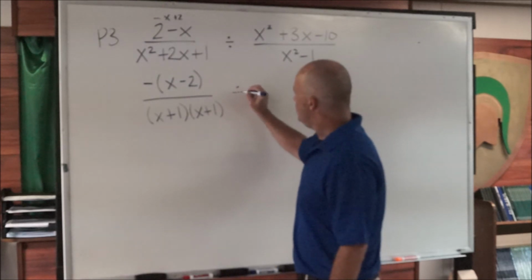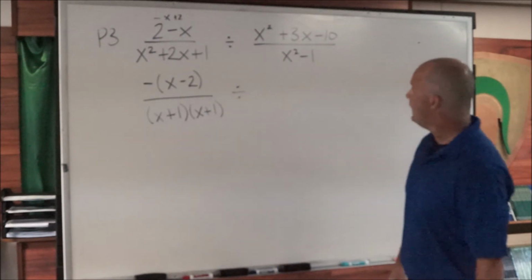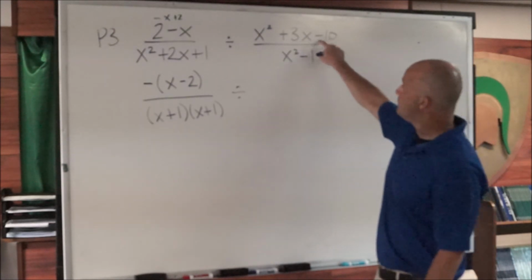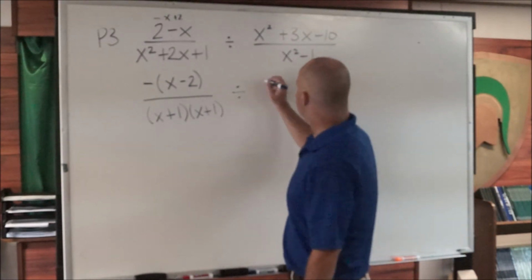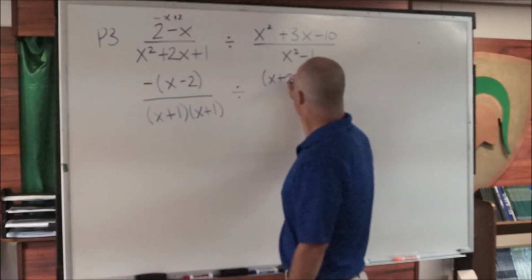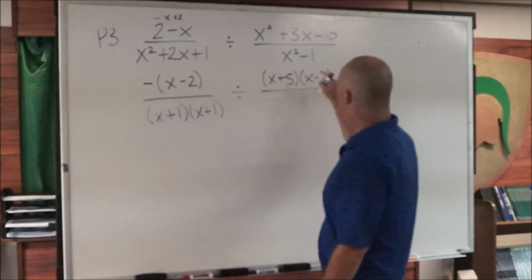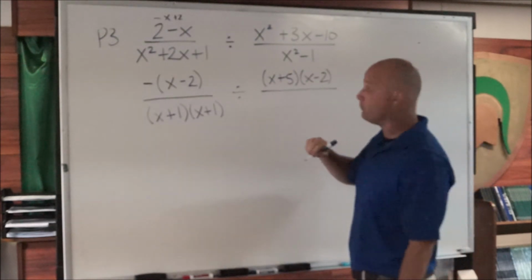Then I'm going to keep my division sign, and I'm going to go to the numerator here. What are the factors of 10 that subtract to 3? So again, this is going to be x plus 5 times x minus 2 over a difference of squares, x plus 1 times x minus 1.